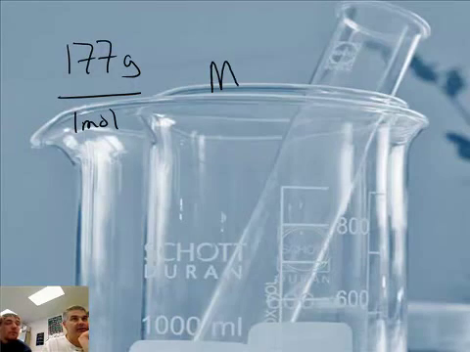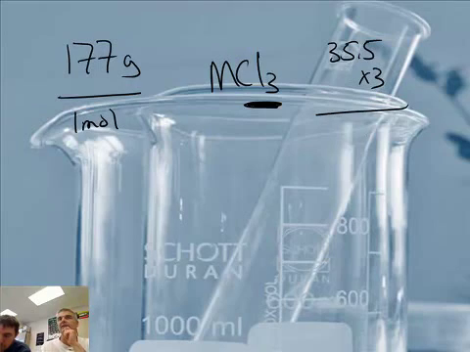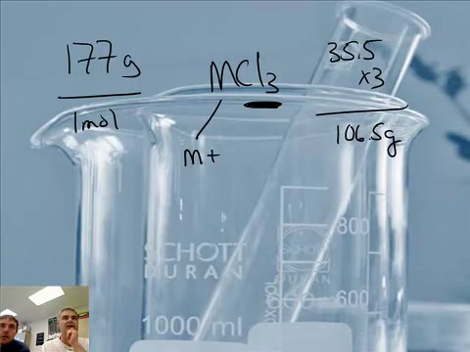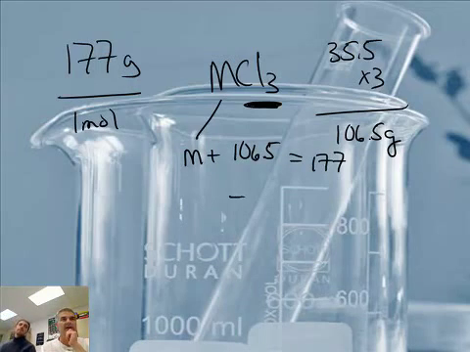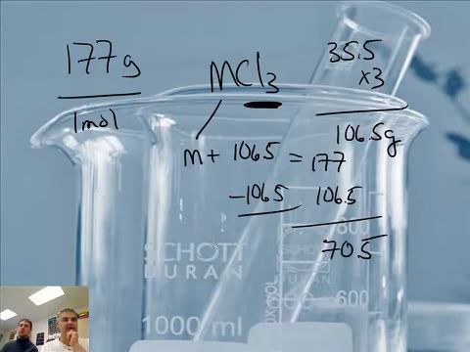So I'm going to recopy it here, and this is MCl3. That's the total mass of that formula. So we need to subtract out the mass of the chlorine, and that'll leave us with the mass of the metal. Chlorine weighs 35.5, and there are 3 of them, which adds up to 106.5 grams. So if this consists of some metal, M, plus 106.5, and that adds up to 177, we subtract 106.5 from both sides and we get 70.5. 70.5 is the molar mass, the grams in 1 mole of the metal.